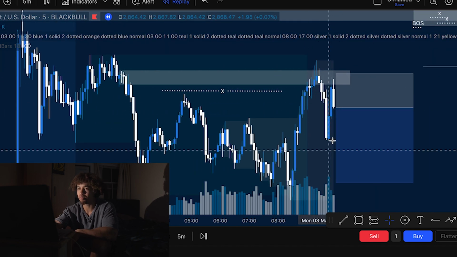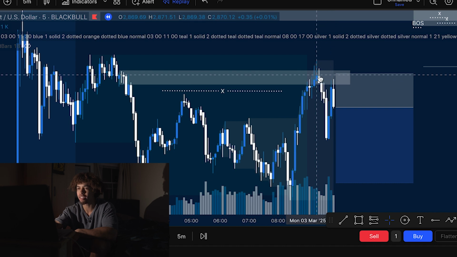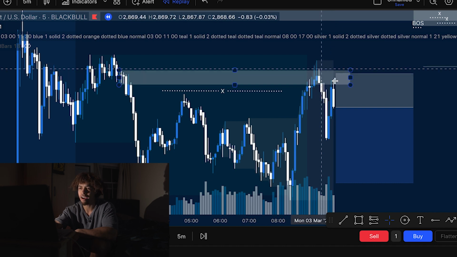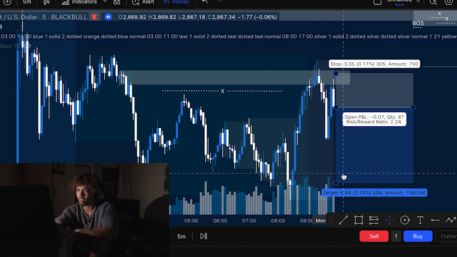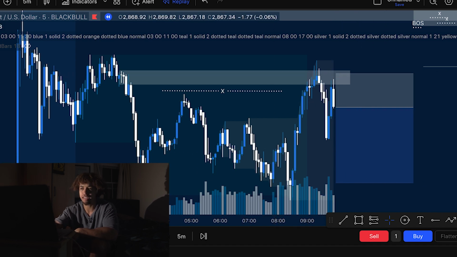When we had that pushback to the upside, we failed to break above this high. I was like, cool, price is going to continue downwards. So I entered here, my stop loss covered at 30 pips. I was like, why not? Let me take a little stab at this.